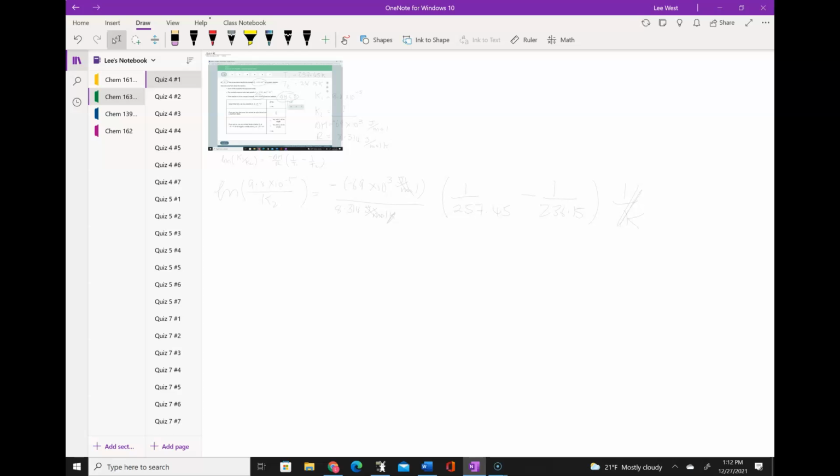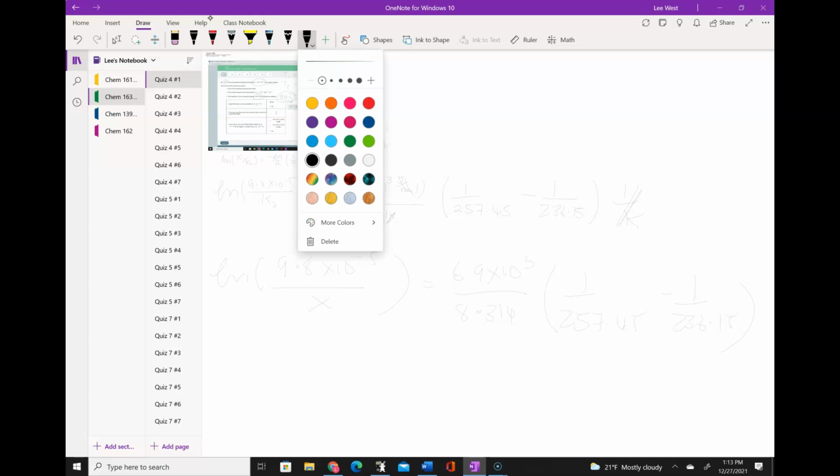So our expression, pretty straightforward: log of 9.8 by 10 to the minus 5 on x, our K2, is equal to 69 by 10 to the 3 over 8.314 multiplied by 1 on 257.45 minus 1 on 236.15. And a variety of ways you can solve this, and probably the easiest way I would say would be to use an online solver, or you can use the solver in your calculator.